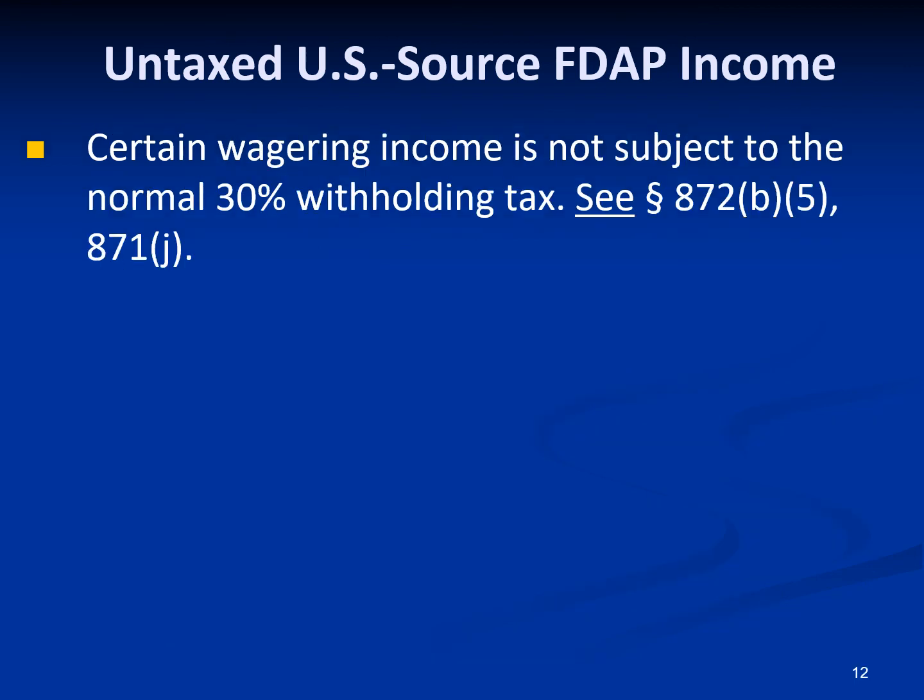Finally, we see that certain wagering income is not subject to the normal 30% withholding tax. We find this rule in Section 872(b)(5) and in Section 871(j). These exemptions appear in part because of administrative difficulties in collecting the tax.